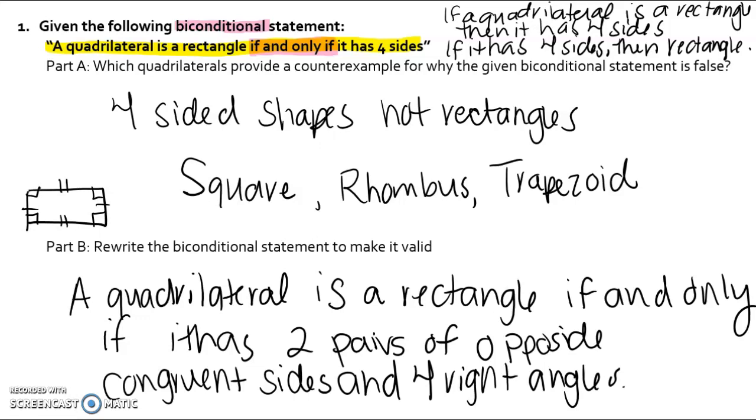So that would be a definition of a rectangle. Generally, we make these biconditional statements valid by writing a definition.